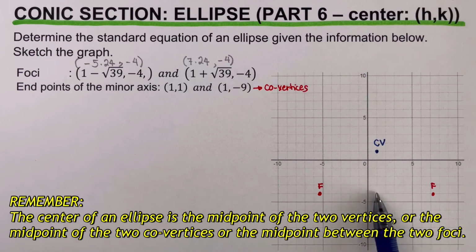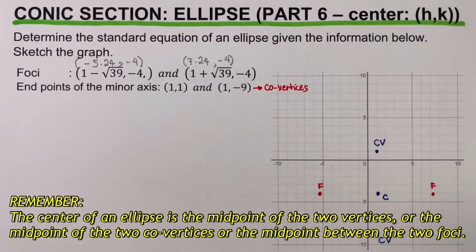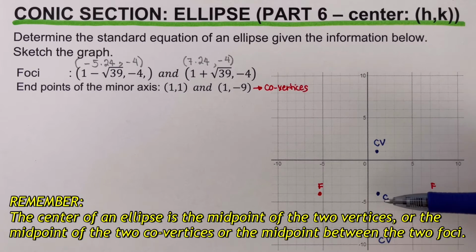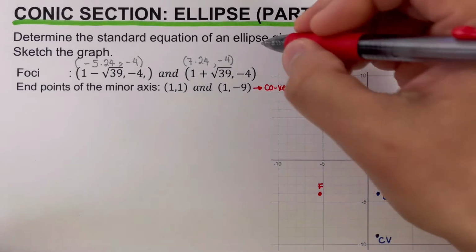We can go ahead and say that this is actually the center of this ellipse. So our center is located at (1, -4). Since the two foci that we have here are horizontal, side by side, next to each other, then we can go ahead and say that this is an example of a horizontal ellipse. So I'm going to go ahead and label that up here.